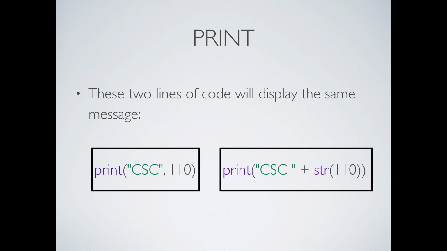Something that I do want to point out about string concatenation is if you are using string concatenation for your output, you have to make sure that you explicitly add in spaces where they need to be, like I did here with this first string, CSC space. So make sure you explicitly add in those spaces.